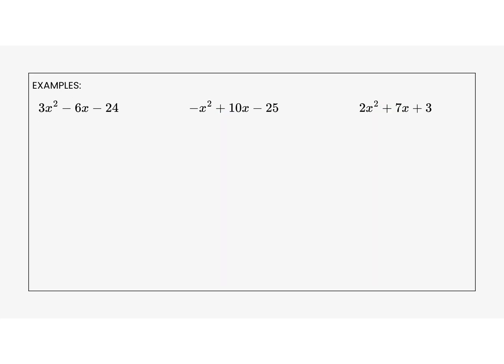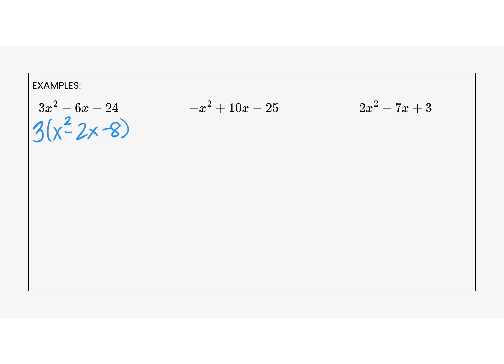One more page of examples. First one here, 3x squared minus 6x minus 24. Before I do anything, we should see that all 3 of these terms are divisible by 3. So that is a GCF. So I'm going to take that out, and I get x squared minus 2x minus 8.